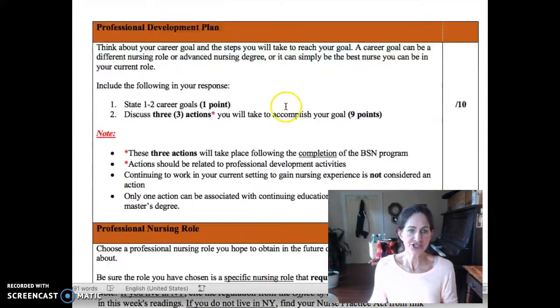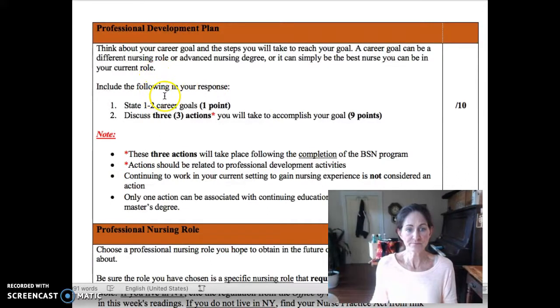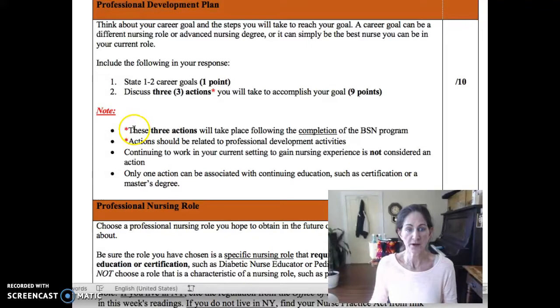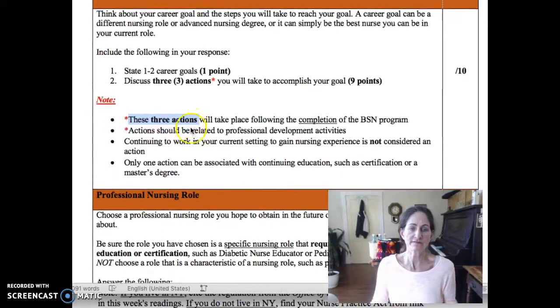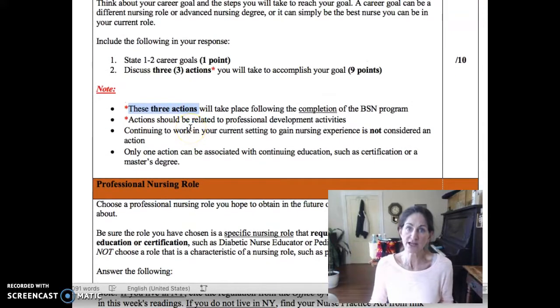Going to the next section is your professional development plan. There'll be 2 different sections here. A lot of times students will put this in just 1 paragraph. A goal is basically a sentence or 2. And then 3 actions that you will take to accomplish that goal. So these are 3 actions, 1 education piece. So find a few different things that you can do to actually reach that goal.